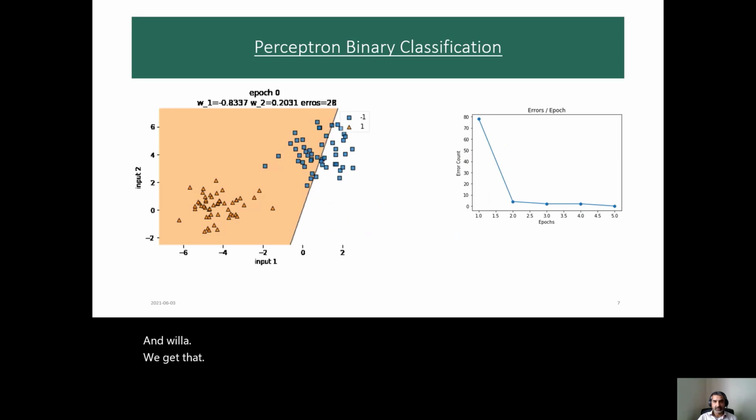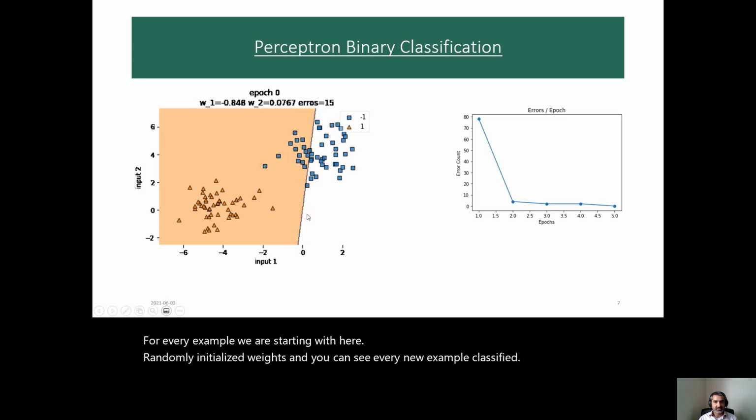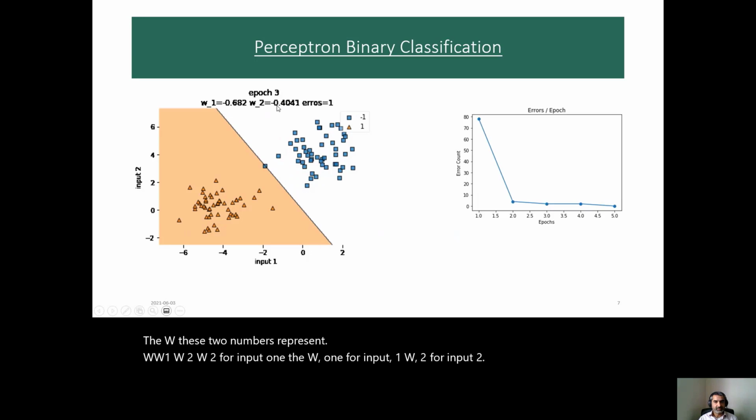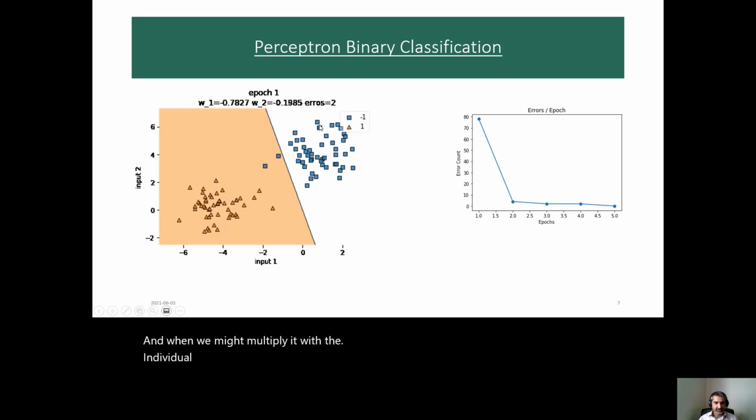For this particular example, if I plot it and run the simple algorithm, for every example, we are starting here with randomly initialized weights, and you can see every new example wrongly classified changes the W. These two numbers represent W: W1 for input 1, W2 for input 2. And we multiply it with the individual X points, where X has 2 values, input 1 and input 2.